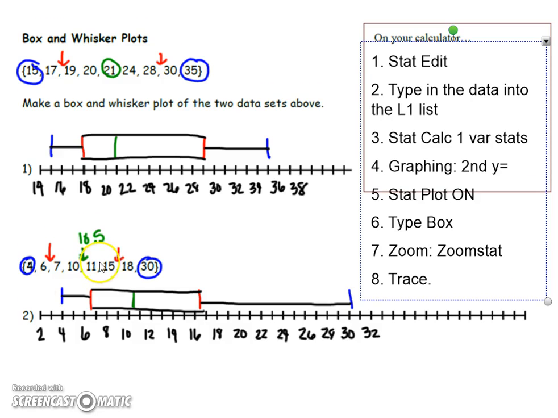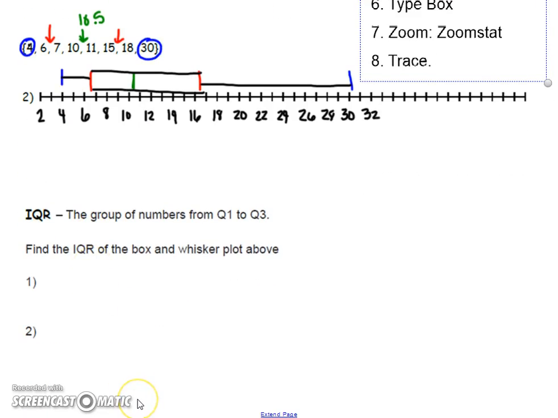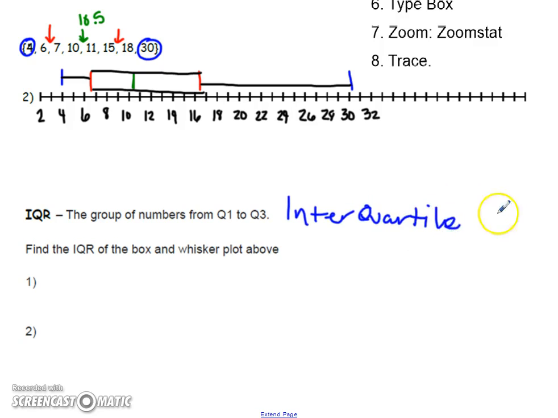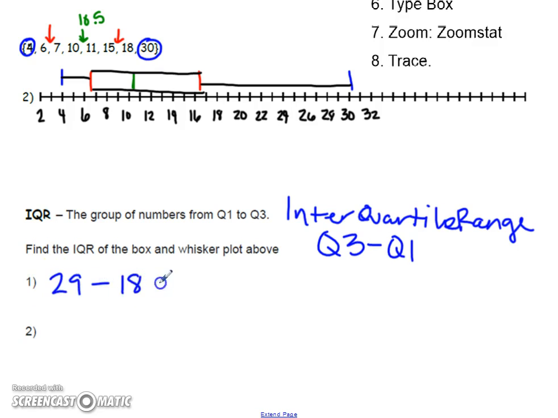Now we're going to finish looking at this data set by looking at what's called the IQR, also known as the interquartile range. So let's just write that down. The interquartile range is taking your Q3 value and subtracting your Q1. Kind of like how you do the maximum minus the minimum for the regular range. So for the first set of data, our Q3 was the value of 29 and our Q1 value was the value of 18. So our interquartile range would be the value of 11.